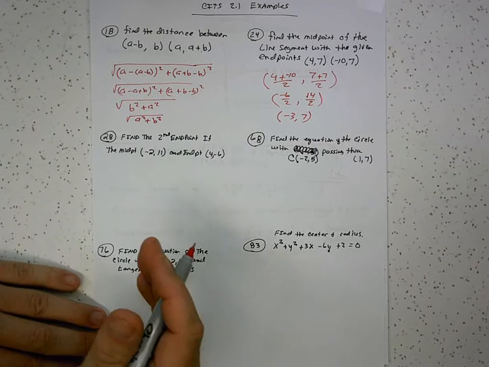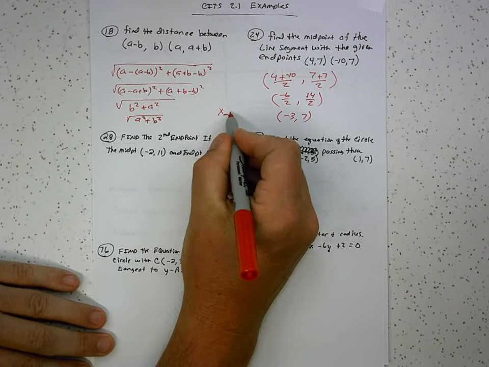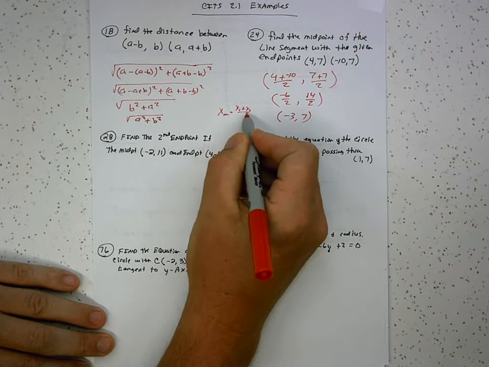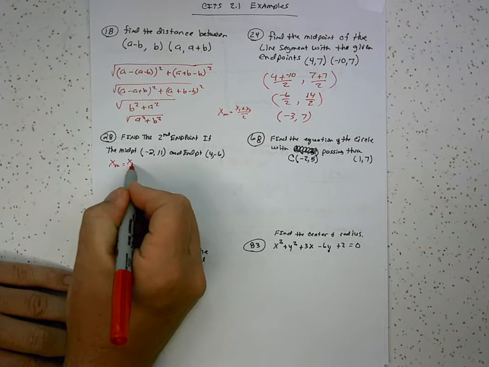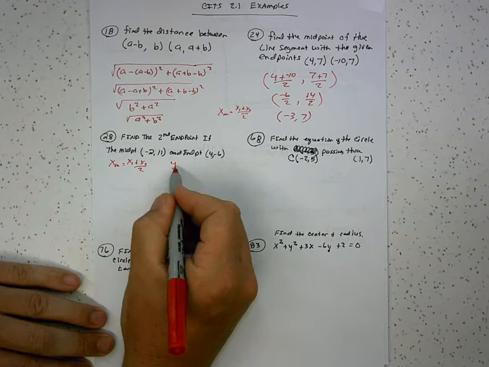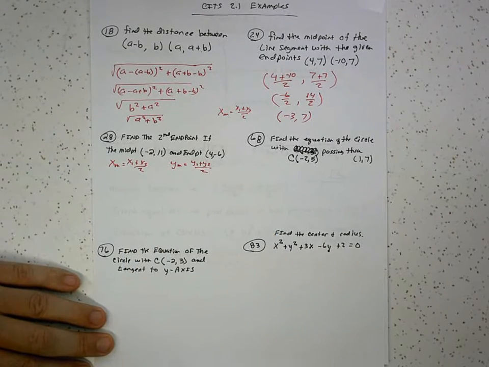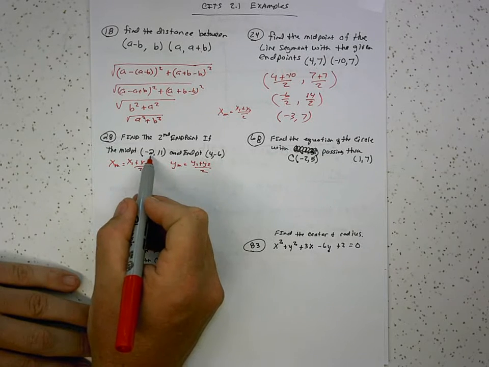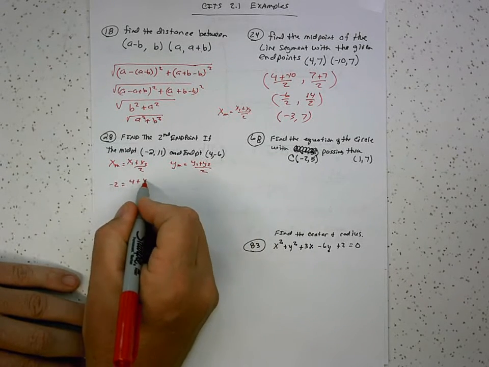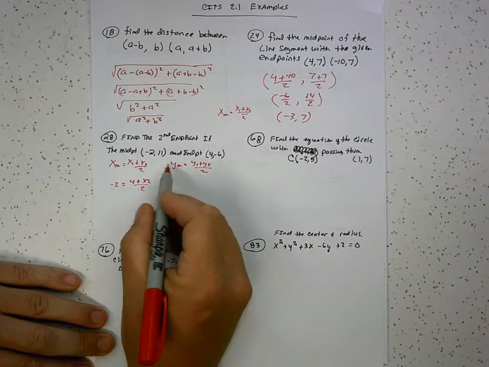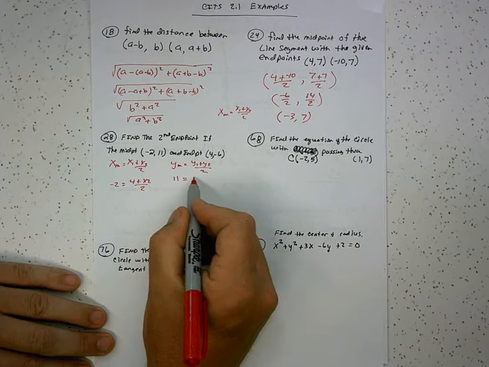If I want to find the other x endpoint, remember our general equation that the x midpoint is x1 plus x2 over 2, and the y midpoint is y1 plus y2 over 2. If I plug in what I know, the midpoint is negative 2, one of the endpoints is 4, and the midpoint of the y-coordinate is 11, and the endpoint is negative 6.